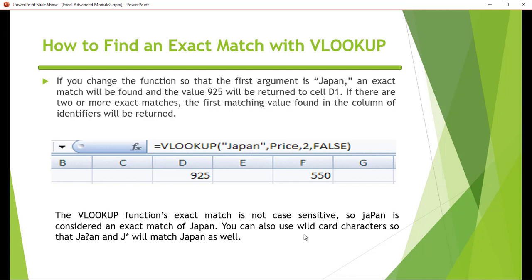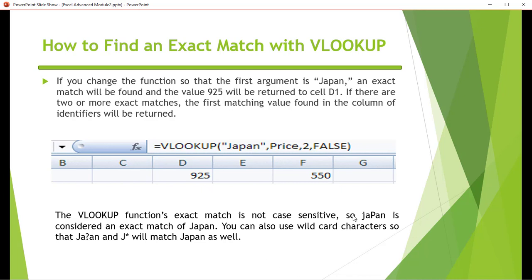If you change the function so that the first argument is Japan, an exact match will be found and the value 925 will be returned to D1. If there are two or more exact matches, the first matching value found in the column of the identifier will be returned. The VLOOKUP function's exact match is not case sensitive.